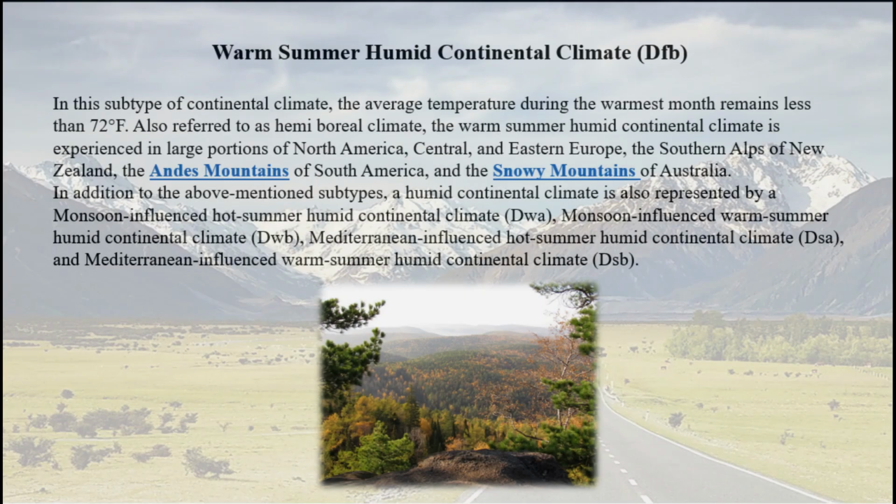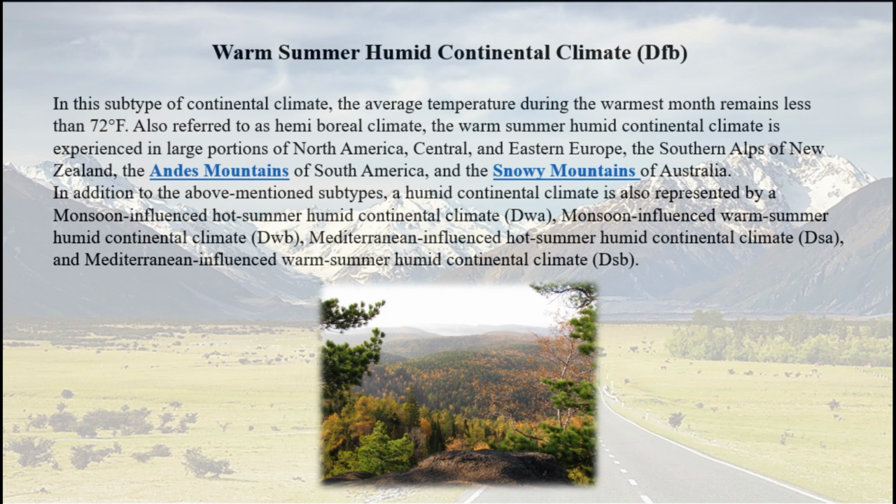Warm summer humid continental climate, DFB. In this subtype of continental climate, the average temperature during the warmest month remains less than 72 degrees Fahrenheit. Also referred to as hemi-boreal climate, the warm summer humid continental climate is experienced in large portions of North America, Central and Eastern Europe, the Southern Alps of New Zealand, the Andes Mountains of South America, and the Snowy Mountains of Australia.